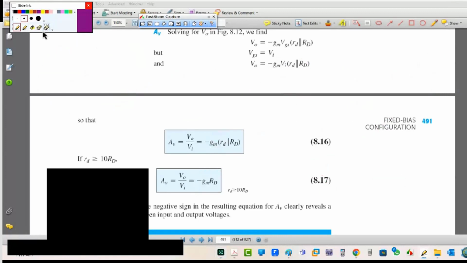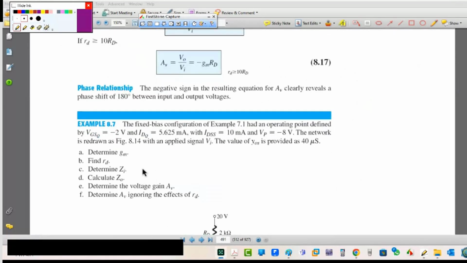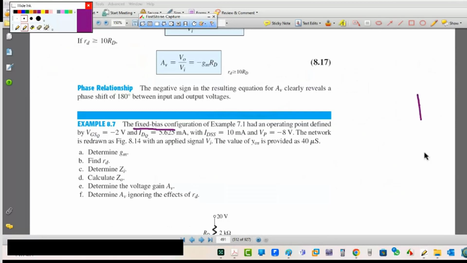Yes. So now let's start to solve this example together and see how we can do this. Okay, I will minimize this. Now, the fixed bias configuration of example 7.1. Here we will start with example 7.1, so return back to 7.1 and solve. What we have to solve, draw this, for example, based on the model. So here we have fixed bias configuration.